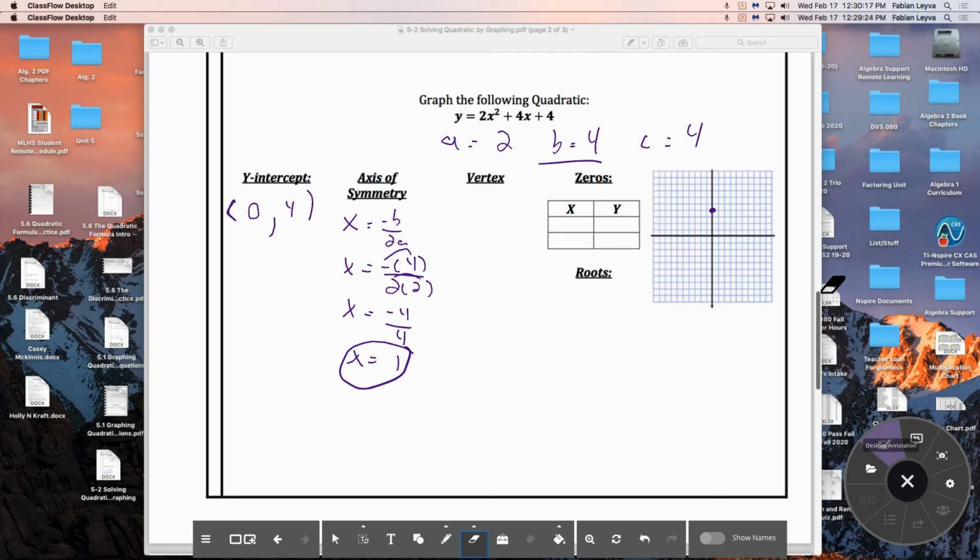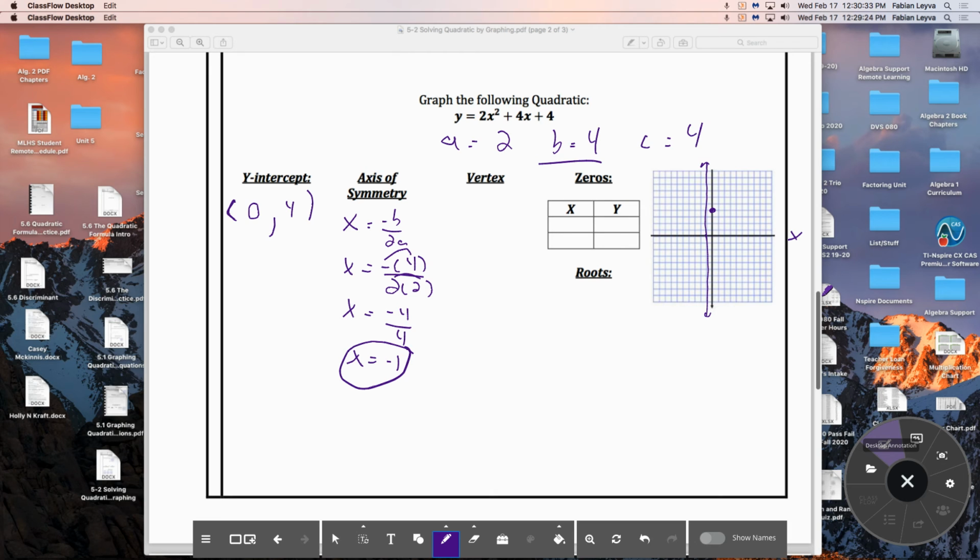Let me make sure I'm not confusing you with that negative there. Negative 1. So double checking to make sure I got this right. I did. My x equals negative 1. I know that this is my x-axis. Negative 1 is there, and I know that this is going to be my axis of symmetry.